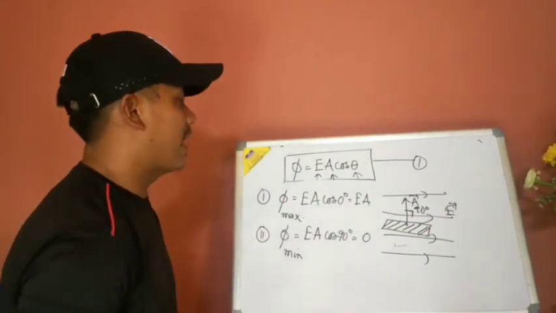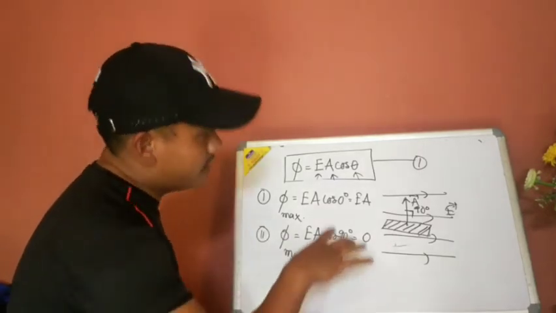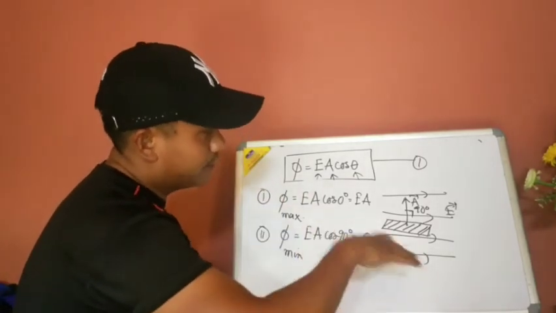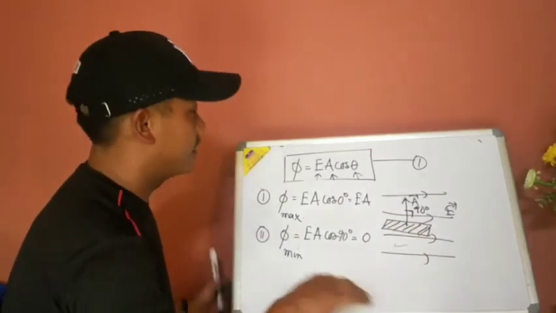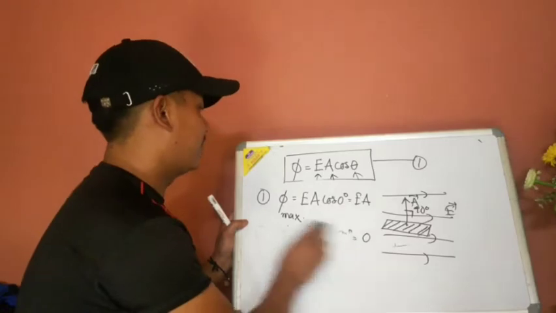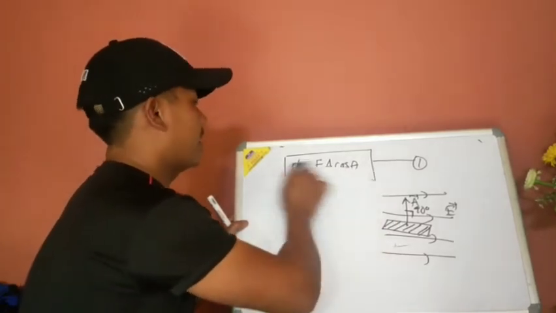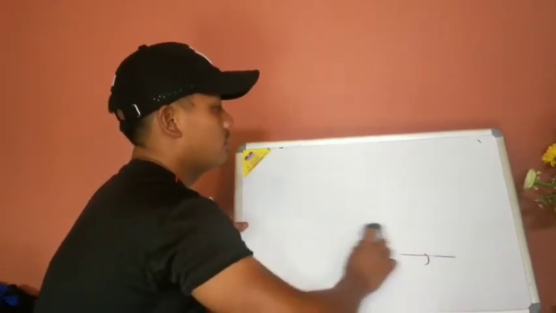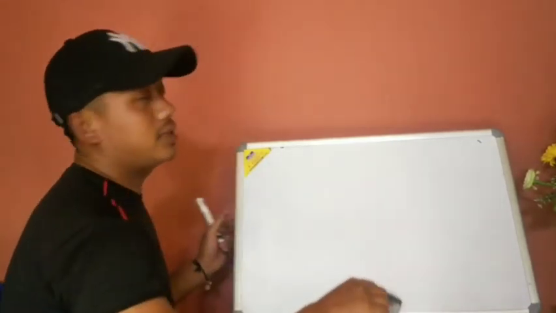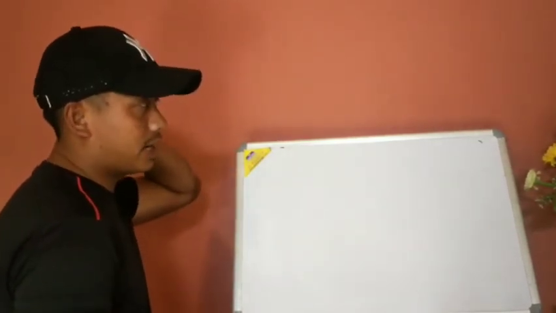Phi is not always maximum or minimum. When the surface is placed obliquely, depending on the angle the value of phi will be different. As the angle theta changes, the value of phi changes. So this is all about electric flux.